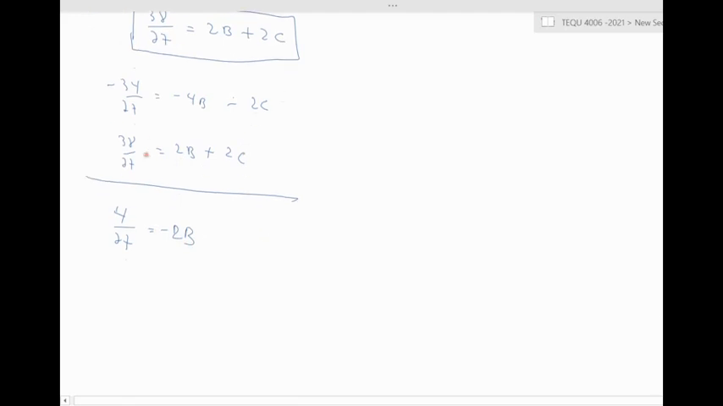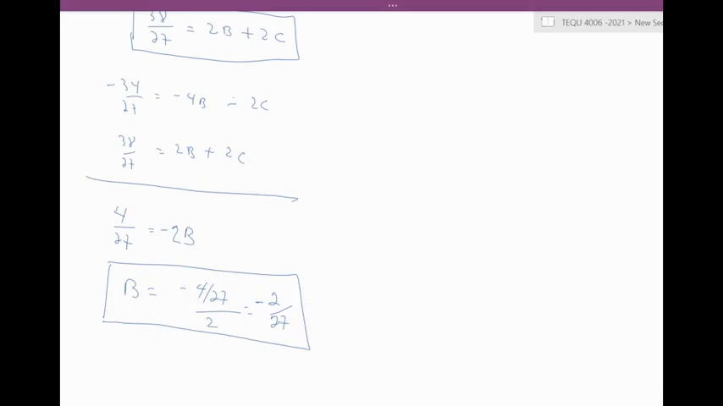So the result here is basically b equal to 4 over 27 divided by negative 2, and that would be negative 2 over 27, and that's the result for b.